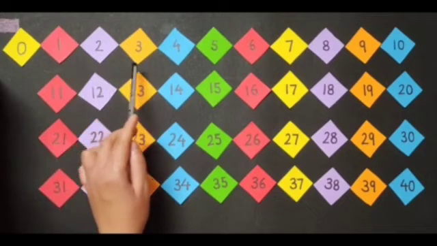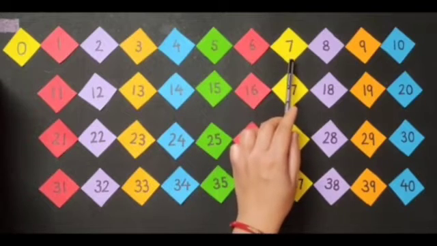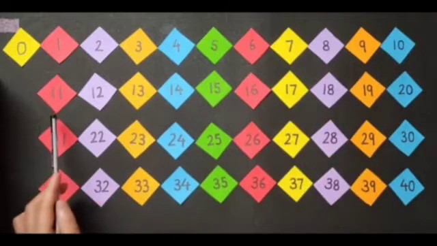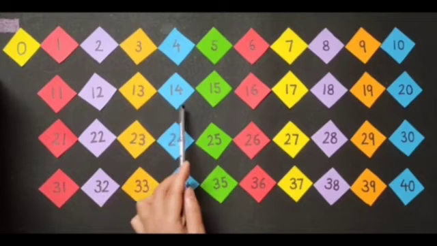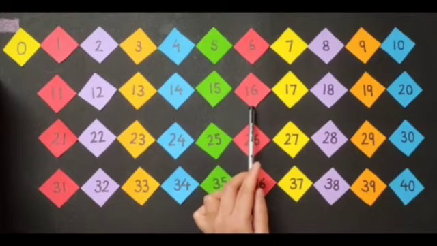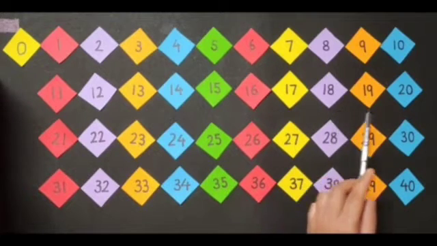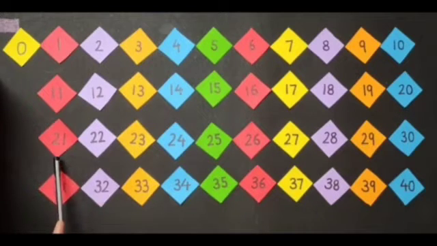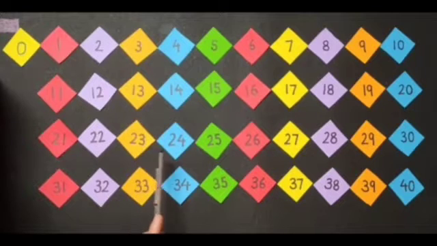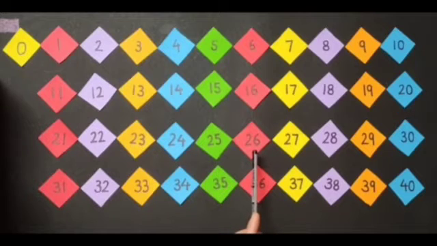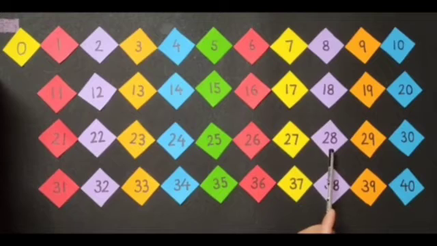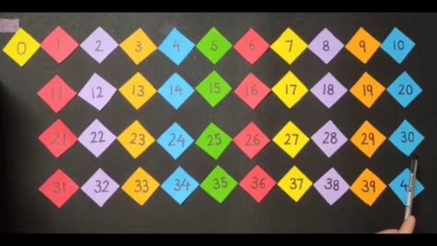0, 1, 2, 3, 4, 5, 6, 7, 8, 9, 10, 11, 12, 13, 14, 15, 16, 17, 18, 19, 20, 21, 22, 23, 24, 25, 26, 27, 28, 29, 30, 31, 32, 33, 34, 35, 36, 37, 38, 39, 40.